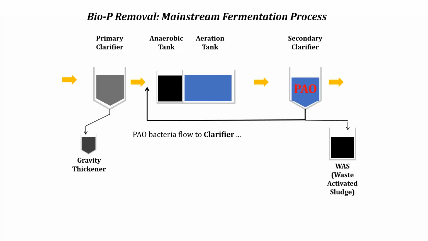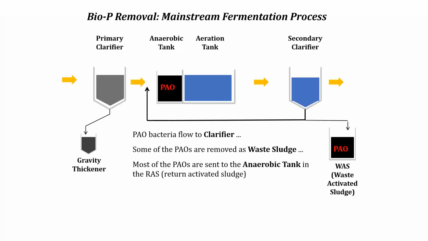That mixed liquor goes in the secondary clarifier. Of course, it settles out. The clean water goes out into the receiving water, and the settled sludge, most of it goes back as return sludge, but part of it goes out as waste sludge. And that's where the phosphorus goes. The phosphorus leaves the plant as waste sludge. It's in the sludge that's hauled off site, however it's taken off site.